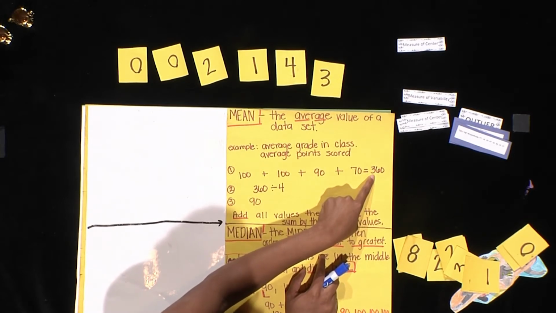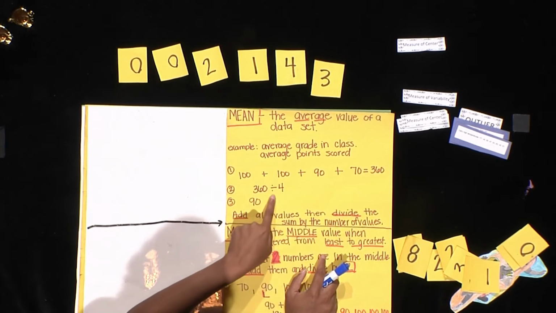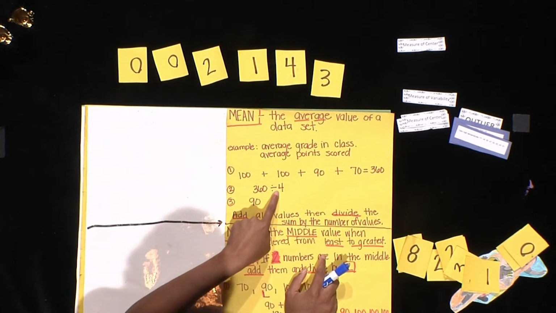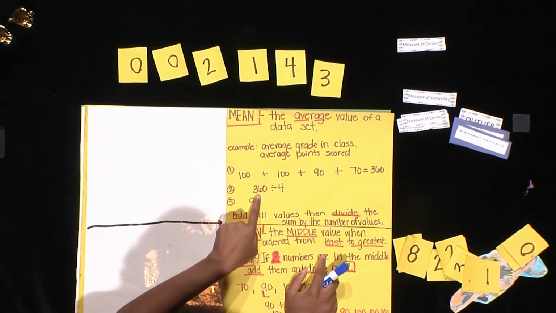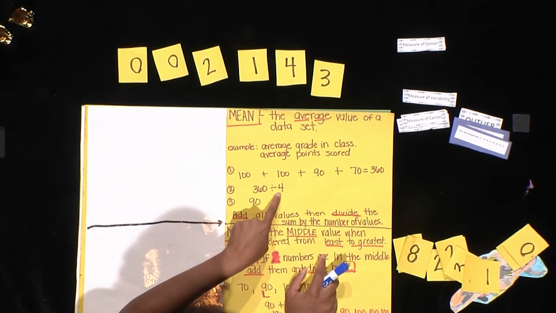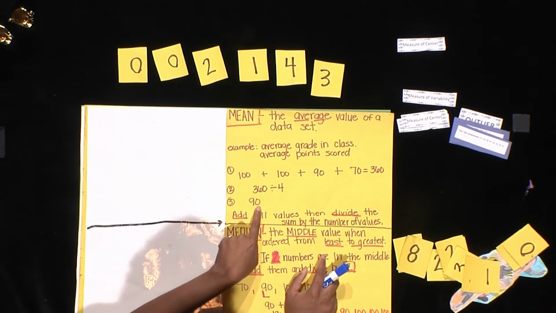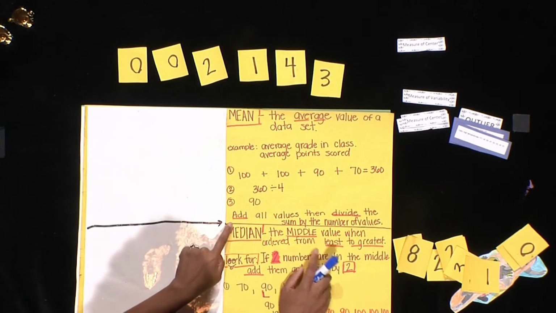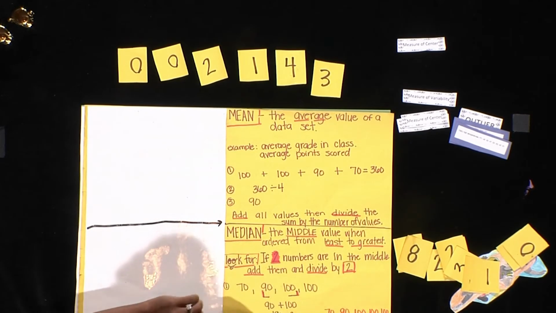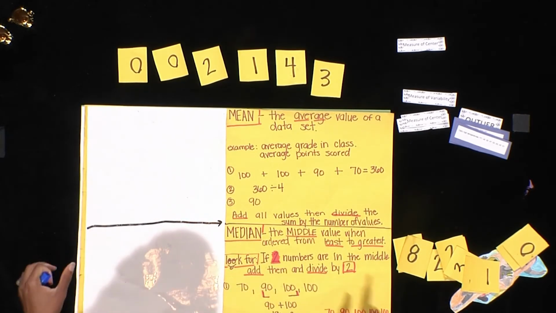Well, 360 was what we got, our sum, when we added 4 scores. So in order for me to get an average of those 4 scores, I need to divide my sum by 4. My sum was 360. I added 4 scores, so that's what I'm going to divide by. 360 divided by 4 gives us 90. To get the mean, we're going to add all the values and then divide the sum by the number of values we have.